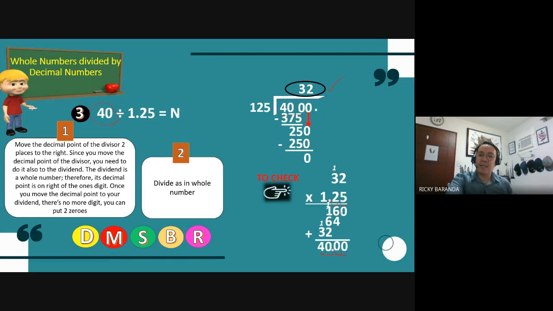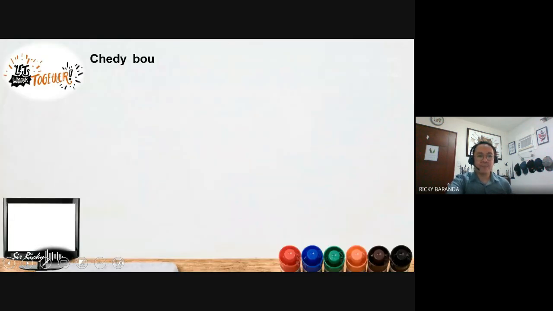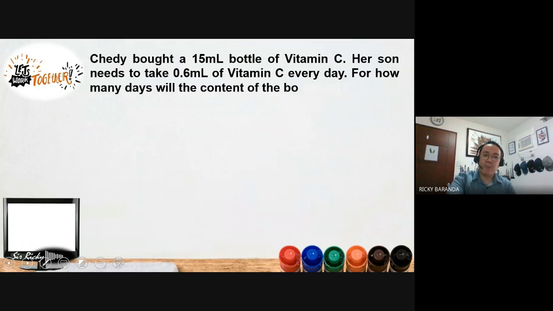Okay, ulitin natin. Sabayan nyo ako dito. Halimbawa, Chedi bought a 15 ml bottle of vitamin C. Okay, so her son needs to take 0.6 ml of vitamin C every day. For how many days will the content of the bottle last?